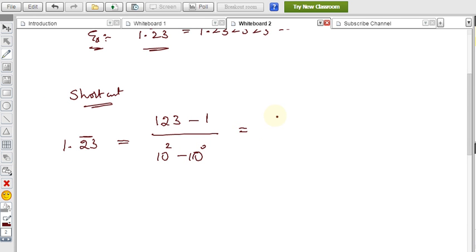123 minus 1 is equal to 122 by 100 minus 10 power 0, which is 1. Any number power 0 is 1. So 122 by 100 minus 1 is 99. Now 122 by 99 is the answer for 1.23 bar.